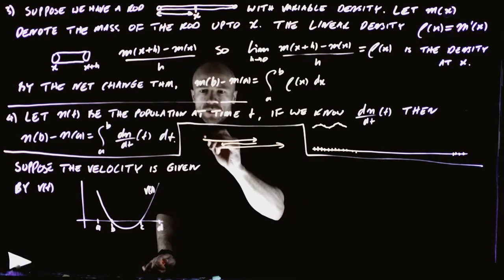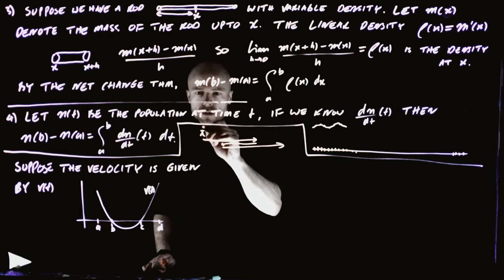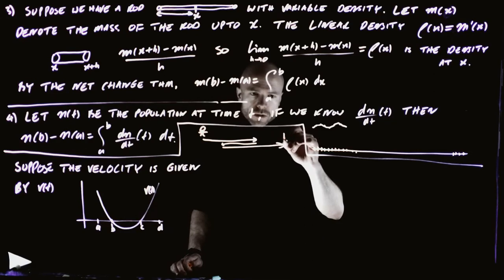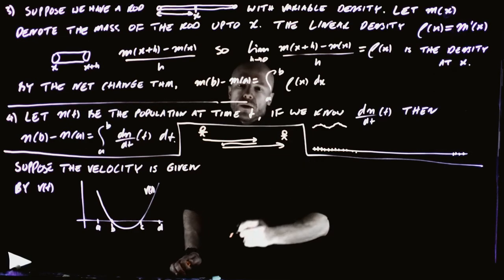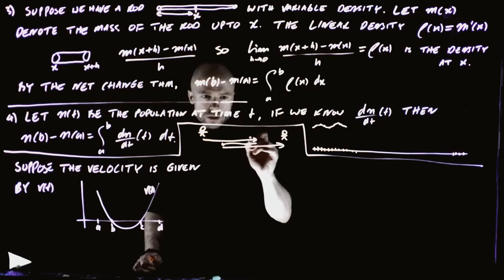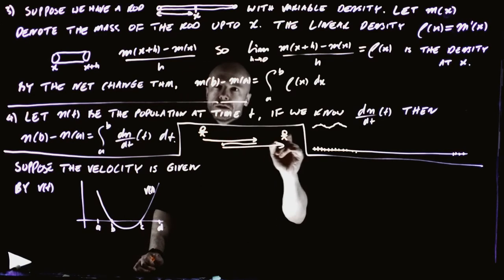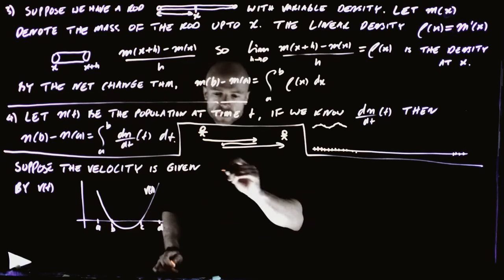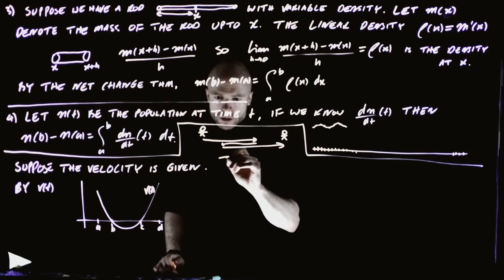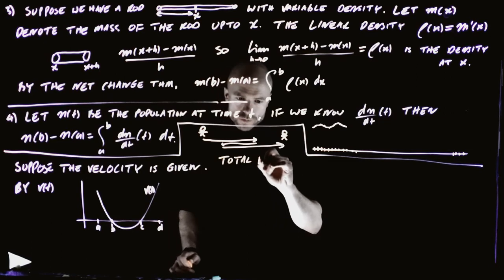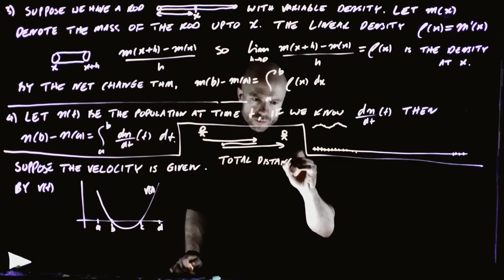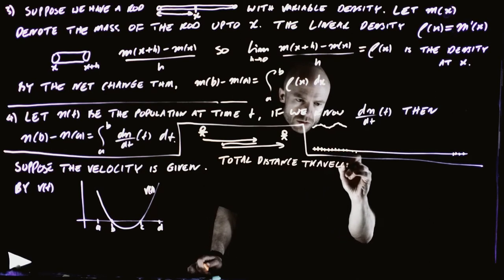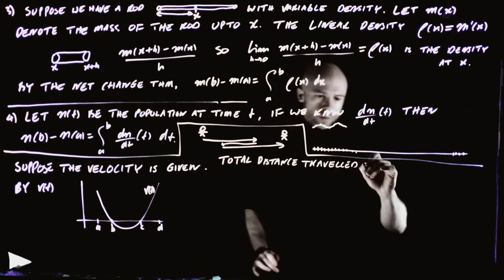This is where I was at A, and this is where I was at D. But the total distance I traveled is this plus this plus this. So total distance is not the displacement. Let's write that down as a fact: total distance traveled is not displacement.